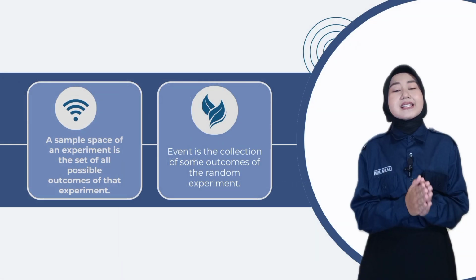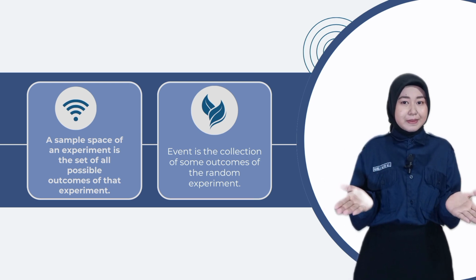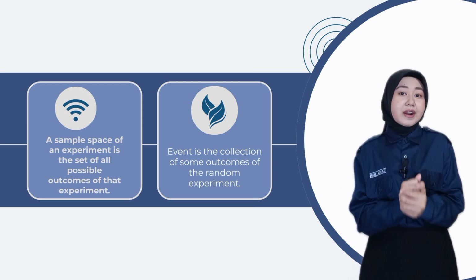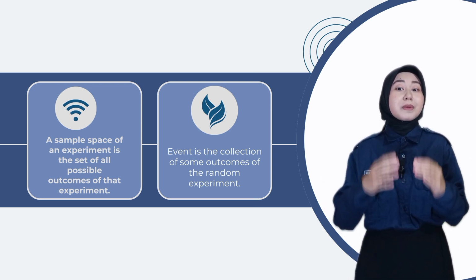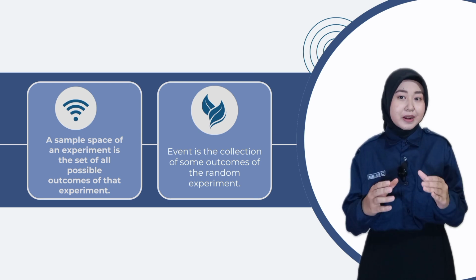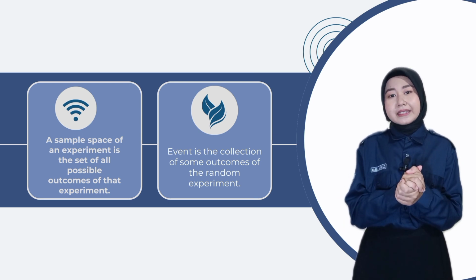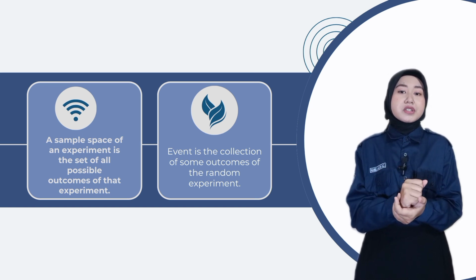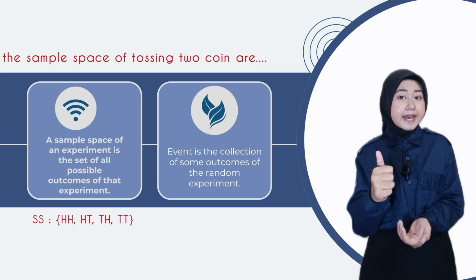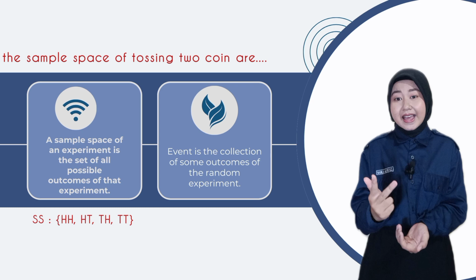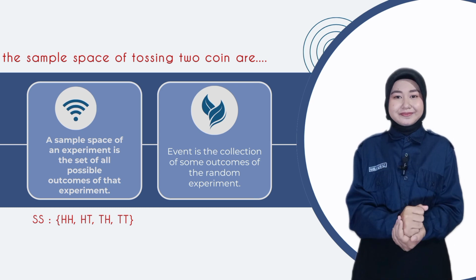Next is the sample space. What is sample space? The sample space of an experiment is the set of possible outcomes of that experiment. The set of possible outcomes. For example, the sample space of tossing 2 coins is head tail, tail head, head head, and also tail tail.